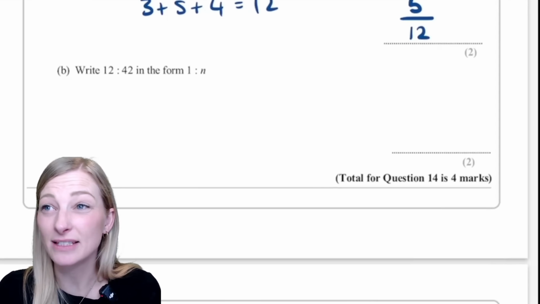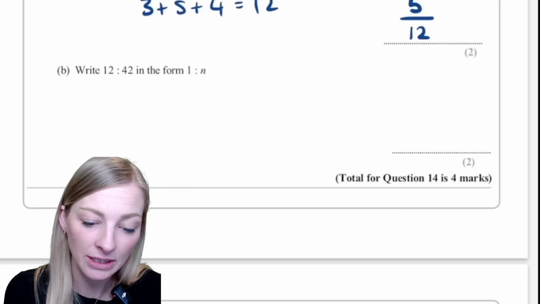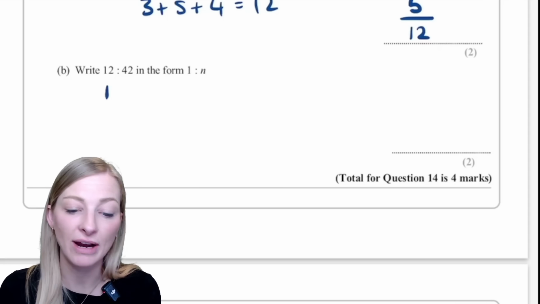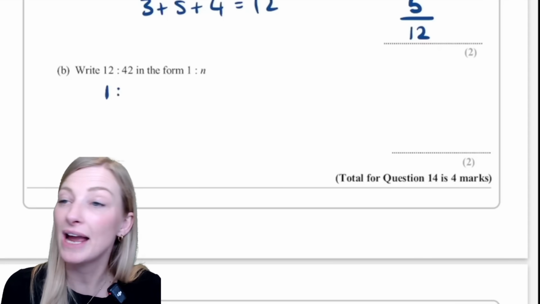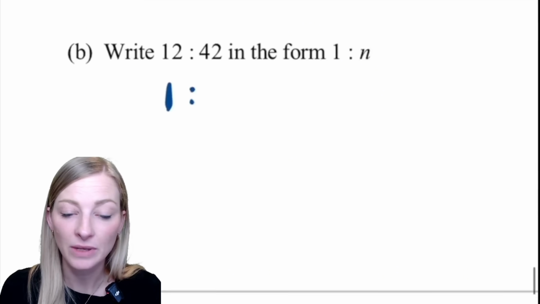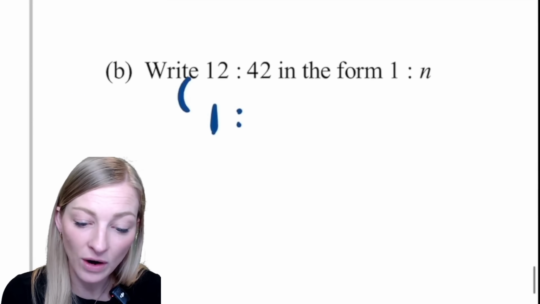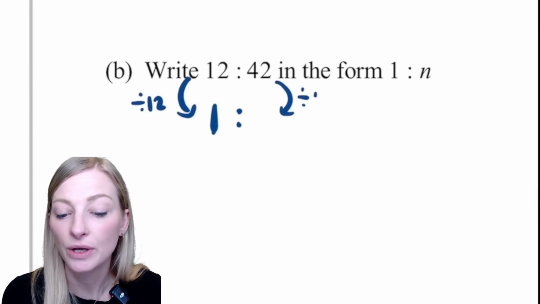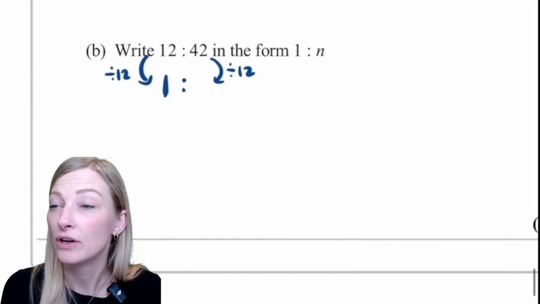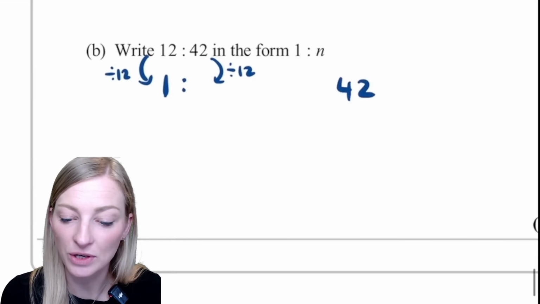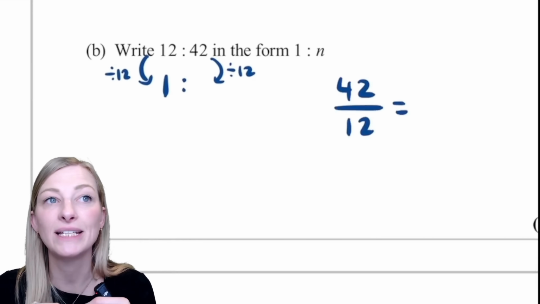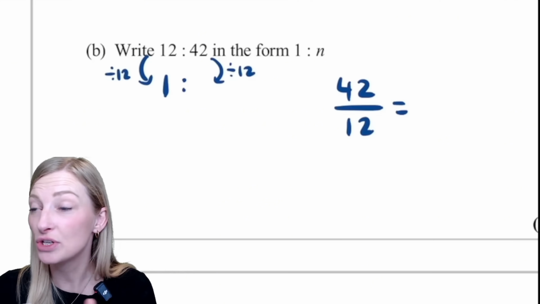So this just means I want the left-hand side to be 1. And whatever I've done to the left-hand side of my ratio, I need to do the same to the right-hand side to keep it equivalent. Now what I've done is I've divided this side by 12. So I now need to do 42 divided by 12. 42 divided by 12 is quite tricky, but whenever you have a tricky division, I would always encourage you to write it as a fraction because then you can just simplify it.